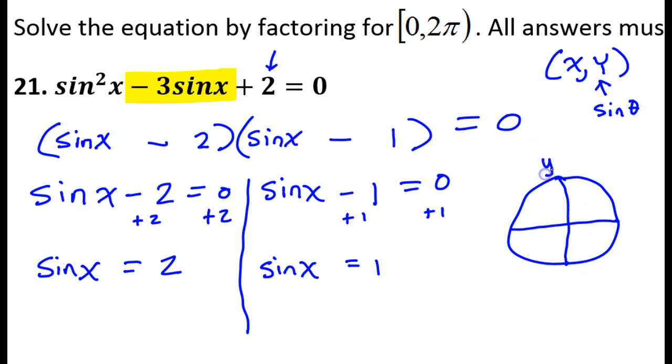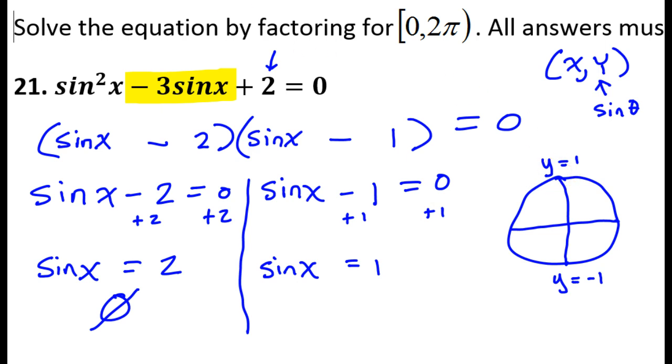All right, so y equals 1. That's the highest sine value. Y equals negative 1. That's the lowest. So there's no way we're going to get up to 2. So this has no solution.